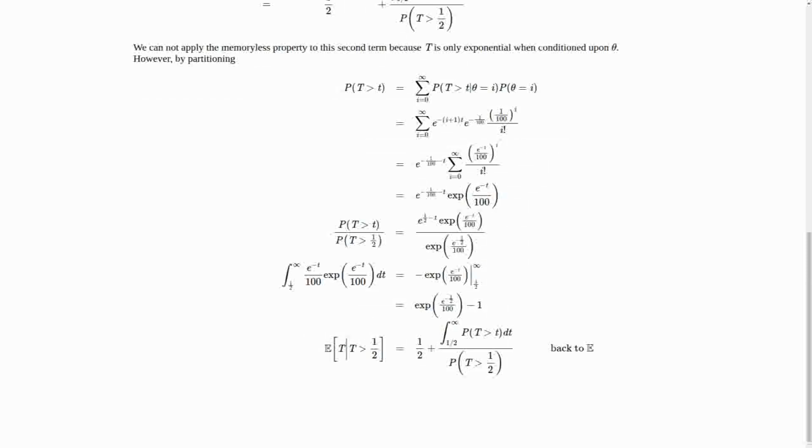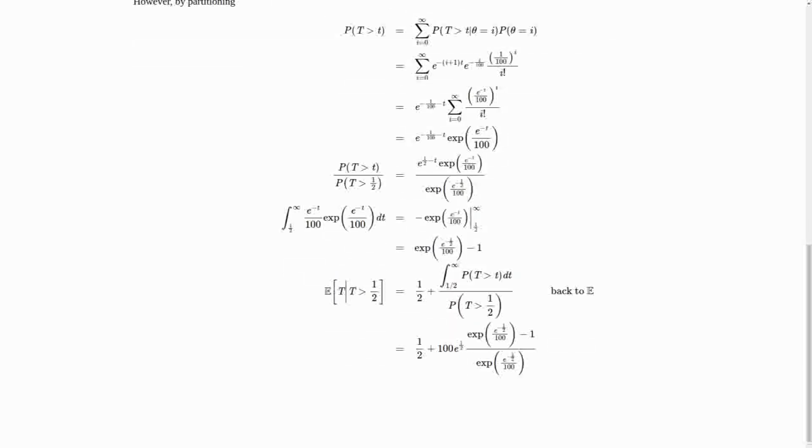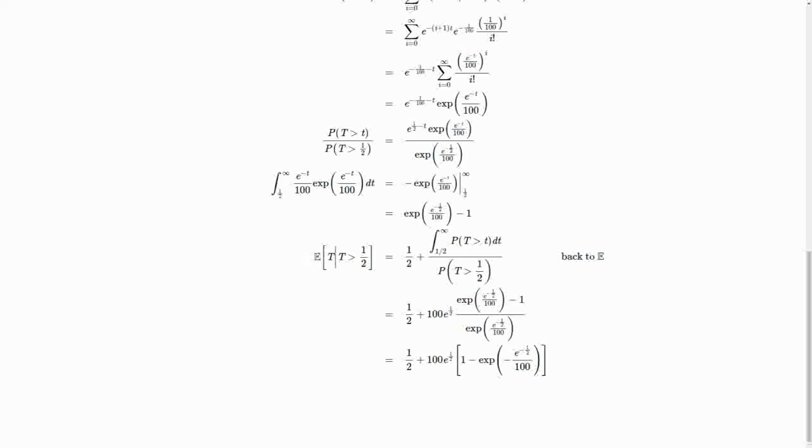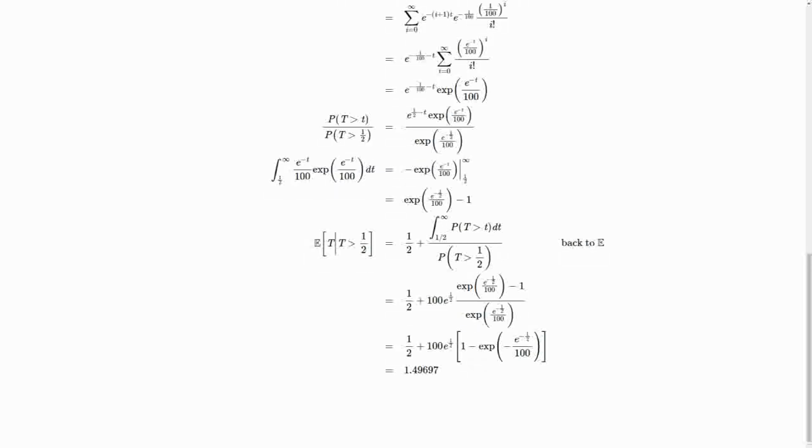So putting everything together, the conditional expectation of T given T is greater than 1/2 is equal to 1/2 from that first integral that we evaluated first, plus 100 e to the 1/2 times the exponential of e to the minus 1/2 over 100 minus 1, all over the exponential of e to the minus 1/2 over 100. Simplifying, that's equal to 1/2 plus 100 e to the 1/2 times 1 minus the exponential of minus e to the minus 1/2 over 100. Substituting this into a calculator, we find that this is approximately 1.49697.